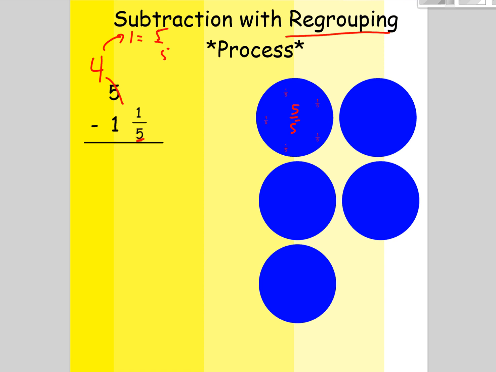I still have 5 wholes here, 1, 2, 3, 4, 5, except that one of them is being called 5/5. So I can write 5/5. So now what I really have is 4 and 5/5 minus 1 and 1/5. Now I do 4 minus 1 is 3. 1, 2, 3. 5/5 minus 1/5, well, I'm just going to take one of them away, so that's 4/5.